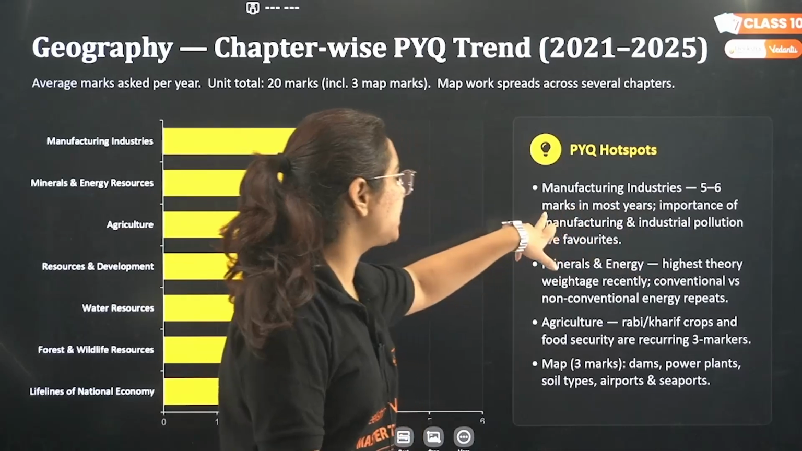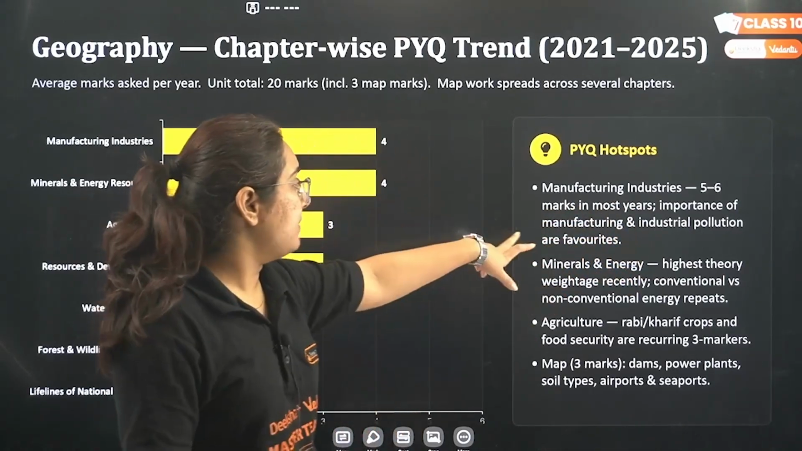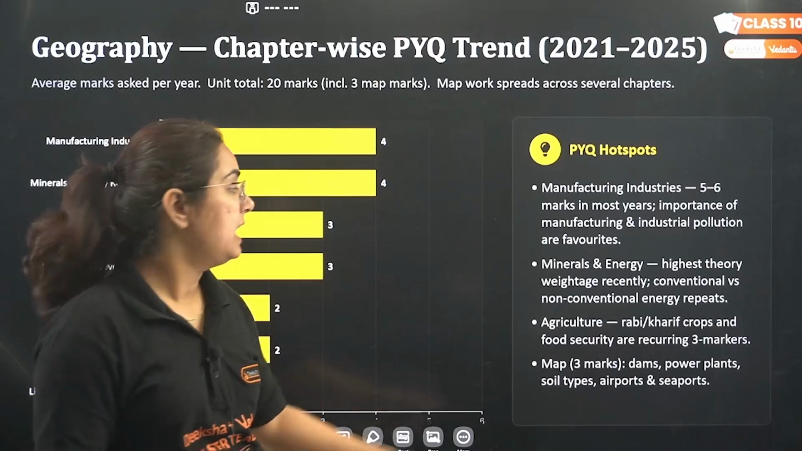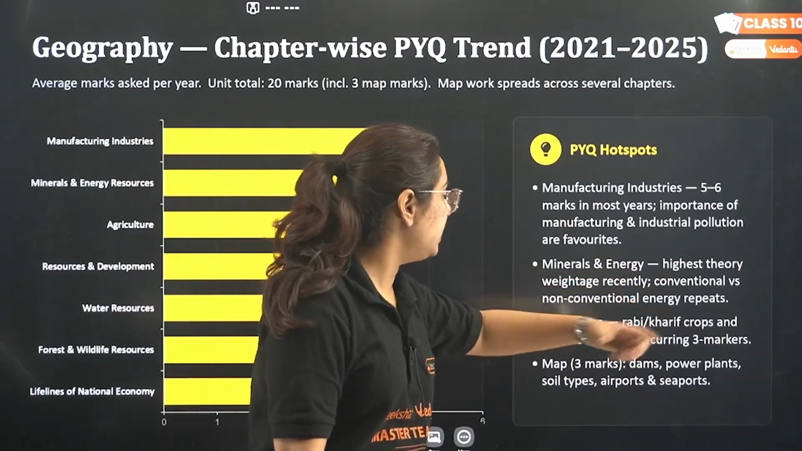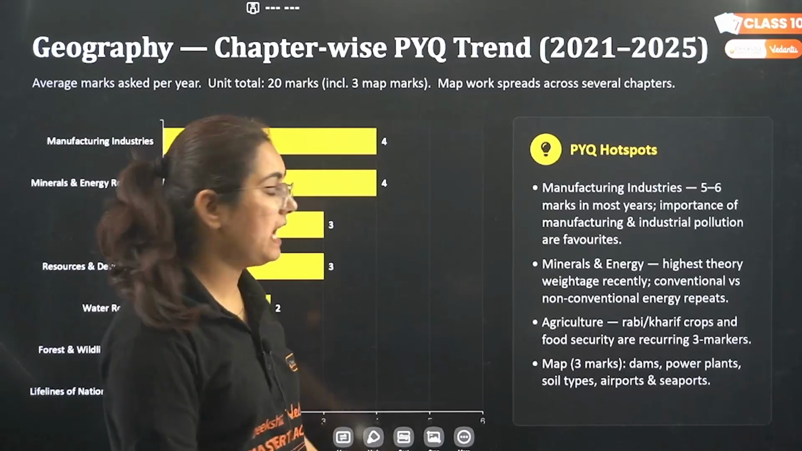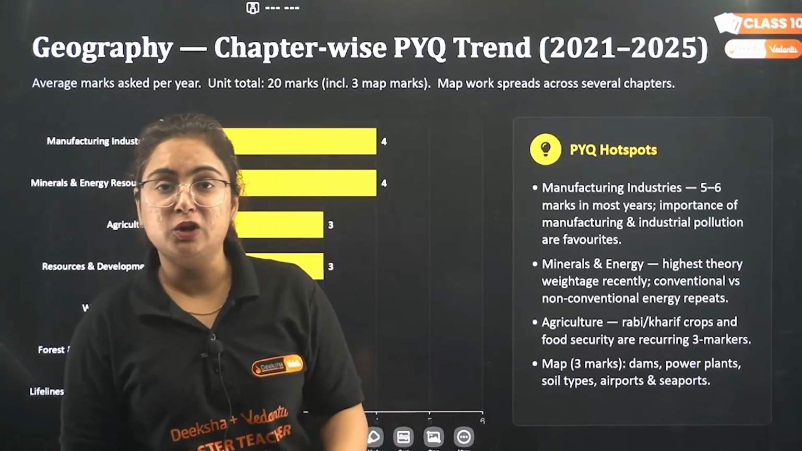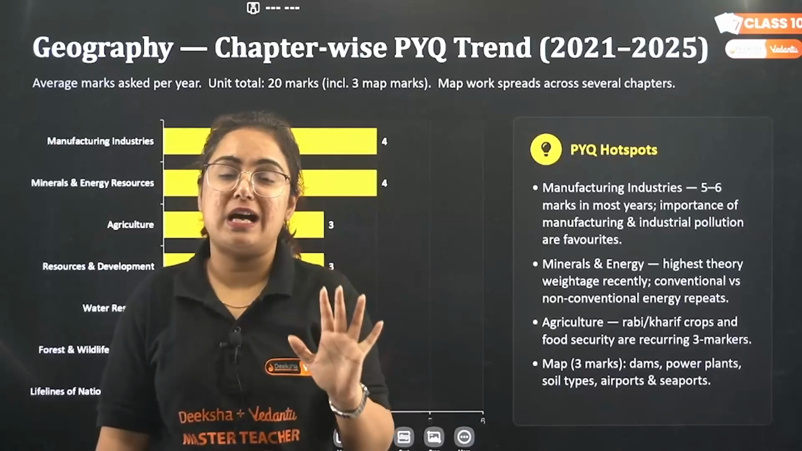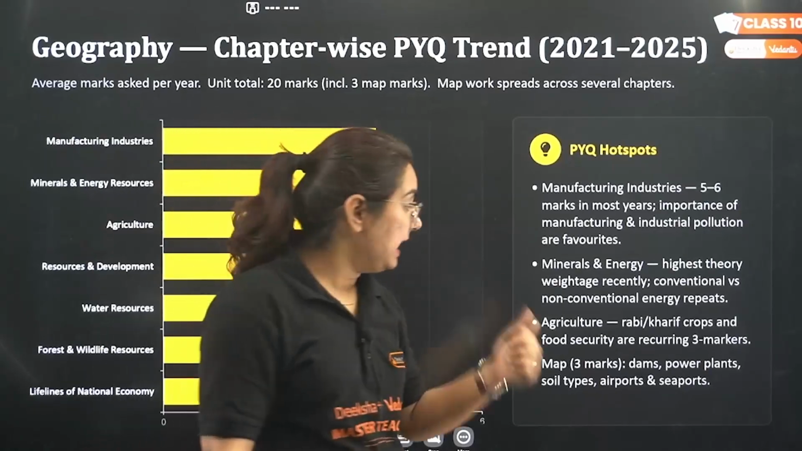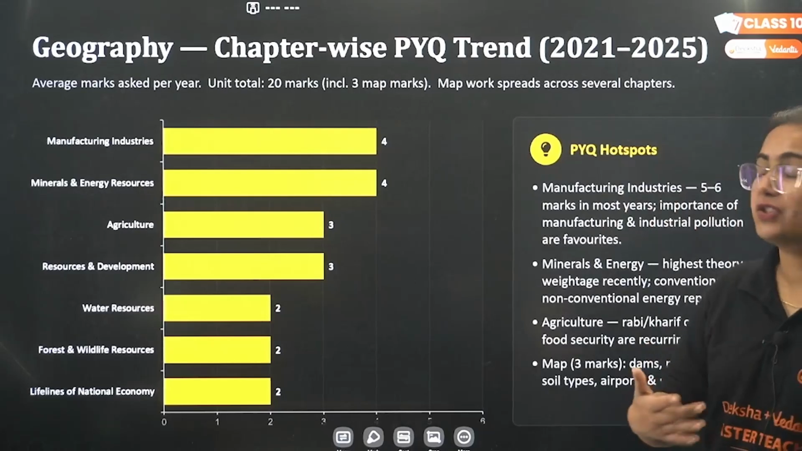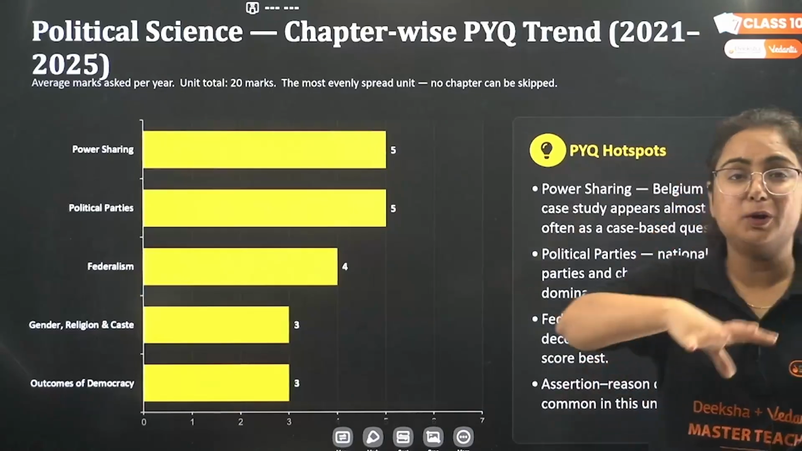Manufacturing industry, 5-6 marks in most years, like importance of manufacturing and industrial pollution. Then when I talk about mineral and energy, the weightage is very much given to theory. Difference between conventional and non-conventional resources: majority of times a 5 mark question is asked in the exam. Agriculture, rabi, kharif, food security. By analyzing the question paper, start doing it. It will help you a lot.